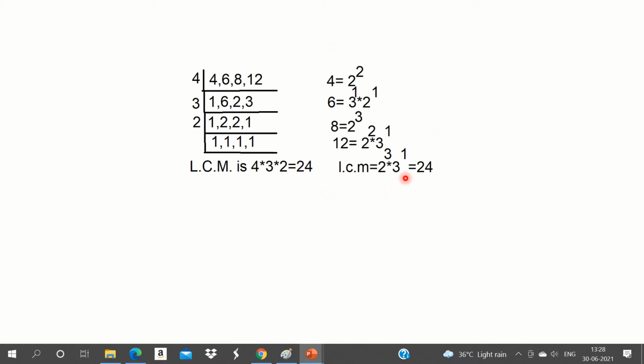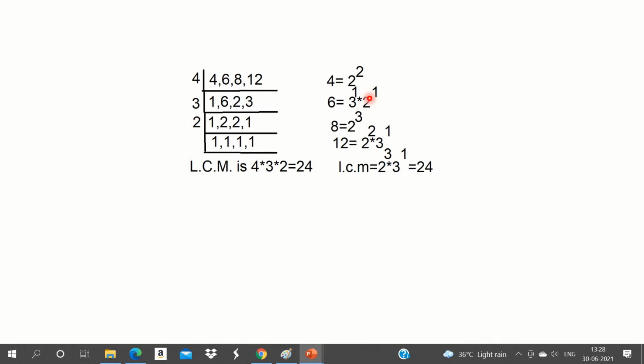LCM we can find by many methods. One method is prime factorization. So 4 can be written in prime factors as 2 square. 6 can be written as 3 into 2. 8 is equal to 2 cube. 12 is equal to 2 square into 3 power 1. To find the LCM, we have to take the highest power of 2. What is the highest power of 2? Here 2 square, 2 cube, 2 square, 2 power 1 are there. The highest power is 2 power 3. So we have to take 2 power 3.